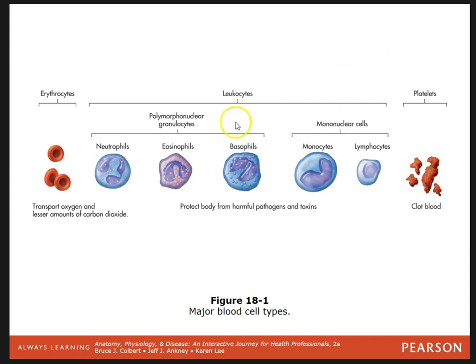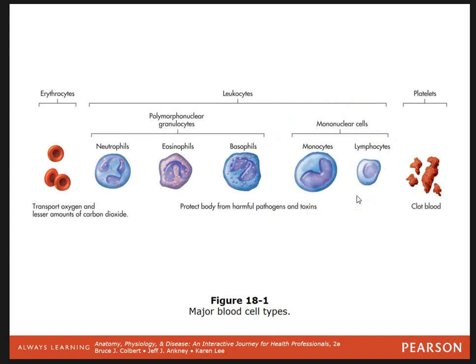Now, the white blood cells, the leukocytes, like I said, there were five of those. So we have polymorphonuclear granulocytes, and we have mononuclear cells. Mononuclears have one nucleus, and polymorphs could have multiple, morphing or changing nuclear centers. The mononuclear cells include monocytes and lymphocytes, and these are often used in the body's response to infection.